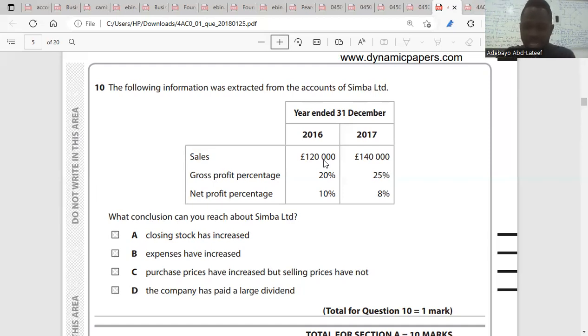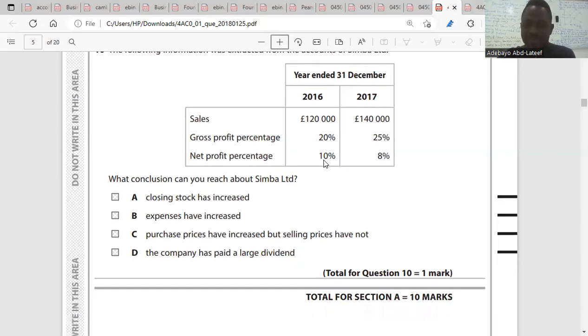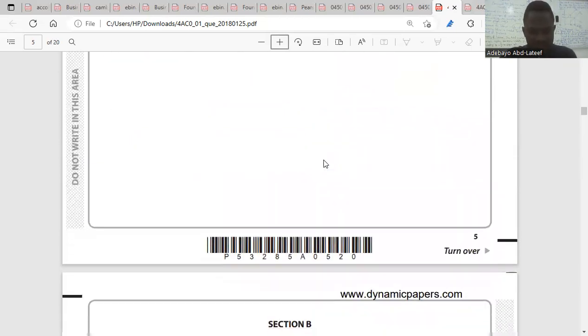Closing stock has increased, no. Expenses have increased, yes. Because we get our net profit through what? Gross profit minus expenses. So if the net profit percentage has fallen, it would have been as a result of an increase in expenditures. Is it clear, please? Question 10, it's B. So go to question 11.